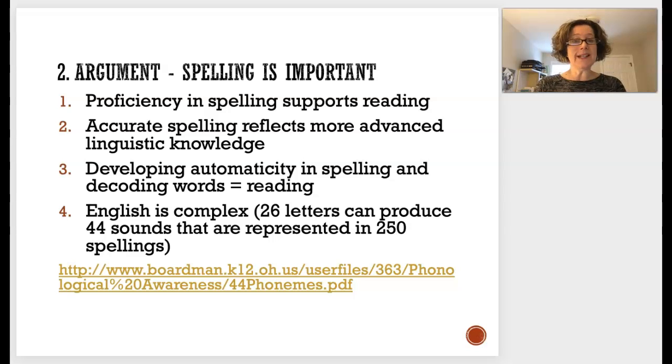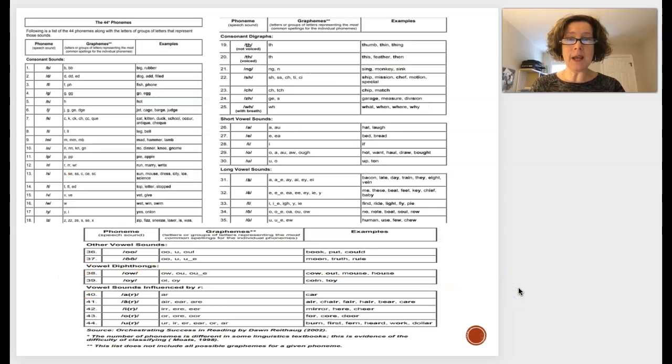So English is complex. 26 letters can produce 44 sounds that are represented in 250 spellings. Here's a link to phonological awareness and the phonemes, but I've just pulled a few out here. And again, English, like our 102-year-old friend from the beginning of this lecture, is kind of wild. It's a wild language. Okay, so let's look at number 13 here. The S sound can be represented by S, S-E, S-S, C, C-E, and S-C, as in sun, mouse, dress, city, ice, science.